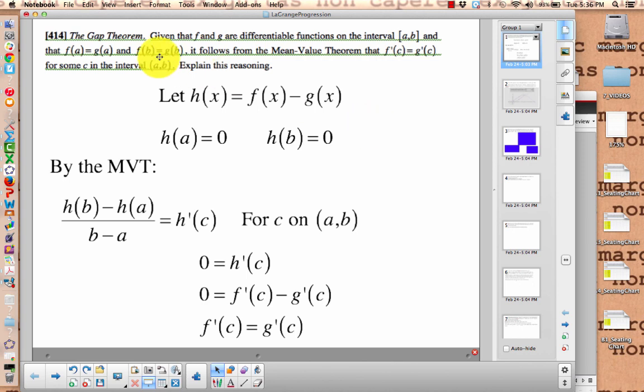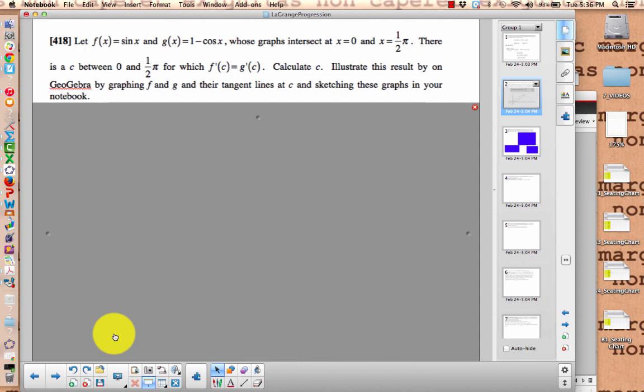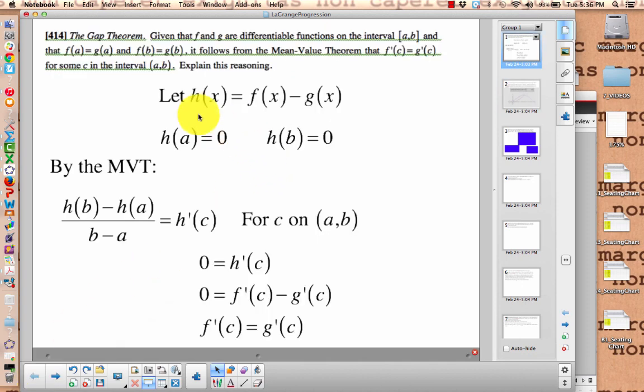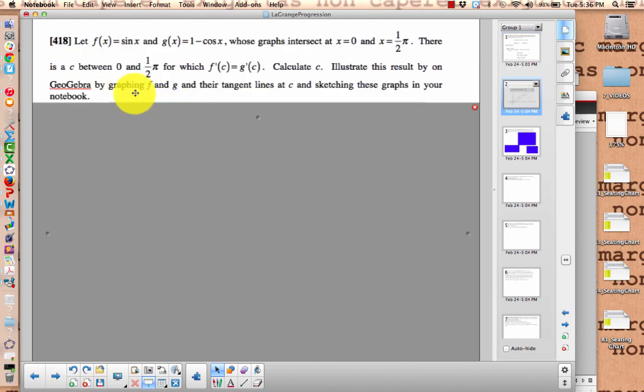But first, here's an illustration using some specific functions. So here they ask you to use f of x equals sine x and g of x equals 1 minus cosine x, whose graphs intersect at 0 and pi over 2. Okay, so what do they mean here? That's where they're talking about f of a equals g of a and f of b equals g of b. Okay, you have two places where the graphs intersect. So in this case, 0 and pi over 2. We'll see that picture in a second.